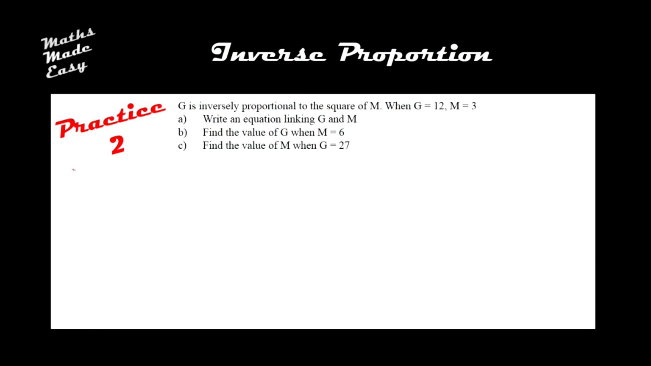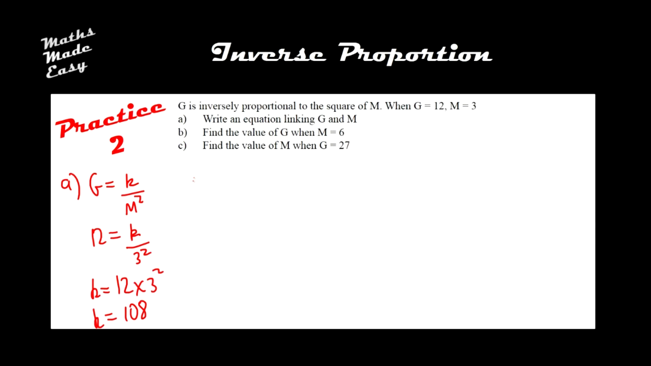Okay, here's the answers then. So for part A, we have G equals K over M squared, and we're told that G is 12, equals K over M squared is 3 squared. So K would equal 12 times 3 squared. 3 squared is 9, so 12 times 9, K is 108. So our formula equals G equals 108 over M squared.